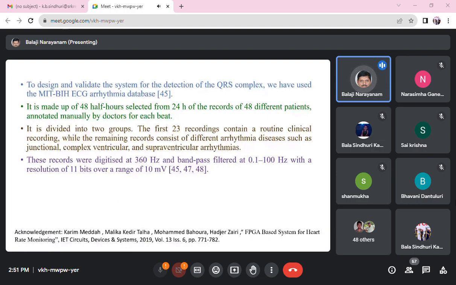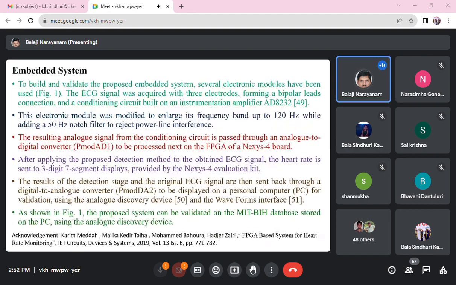To design and validate the system for detection of the QRS complex, the authors have used the MIT-BIH database, as we have already seen. The records were digitized at 360 hertz and bandpass filtered in this frequency range with a resolution of 11 bits over a range of 10 millivolts.